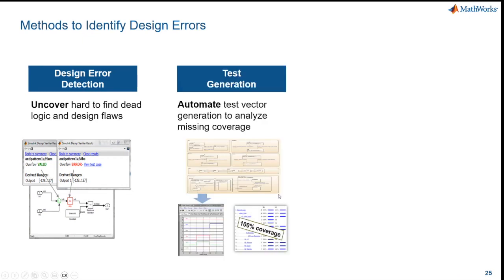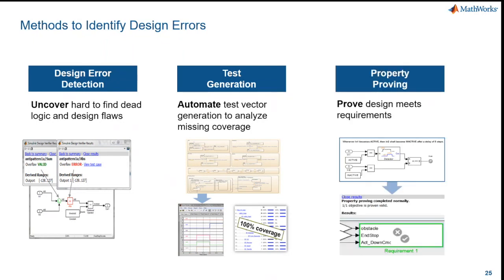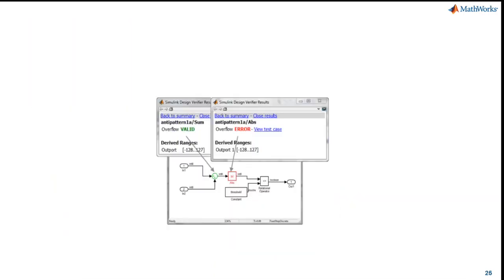For test generation, you can automate these tests, okay, to analyze missing coverage. So we can work toward 100% to cover all these tests and check my model in terms of logic, in terms of standards, okay. And with property proving, you can prove the design meets the requirements. So we can see here exactly if my requirements are okay or not okay. We can generate this report, okay?